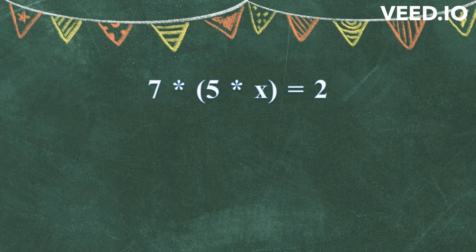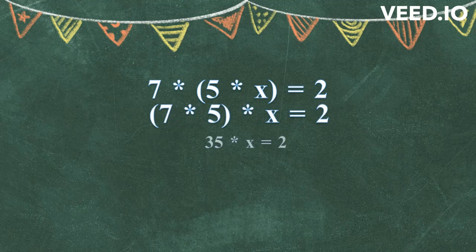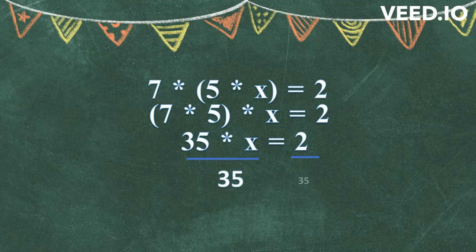7 times 5 times x equals 2. It applies to multiplication also. We can group 7 times 5 together. So this makes 35 times x equals 2. So let's divide both sides of the equation by 35. So on the left hand side we are left with x. The right hand side is 2 by 35.